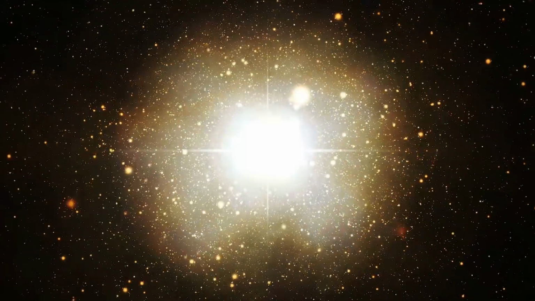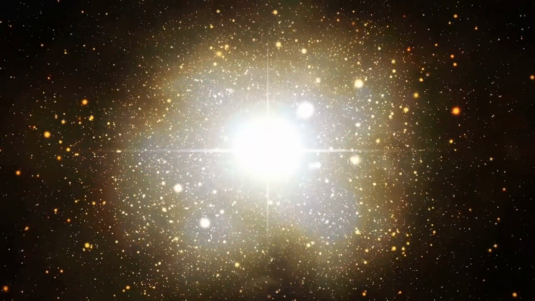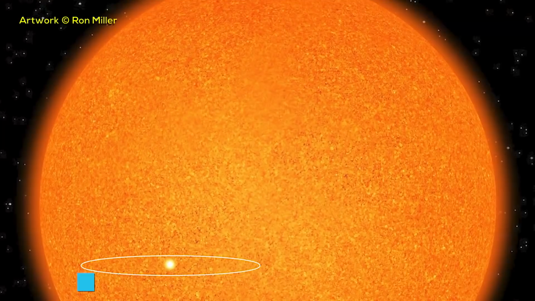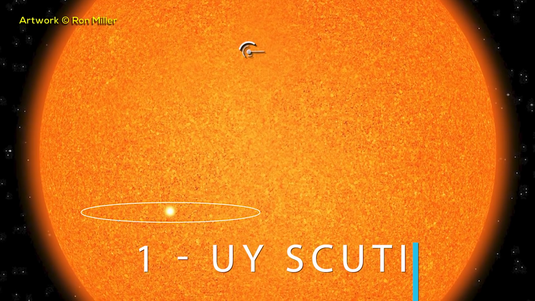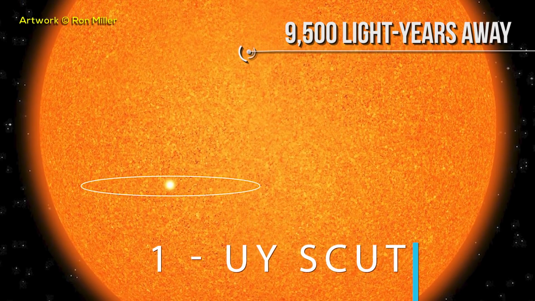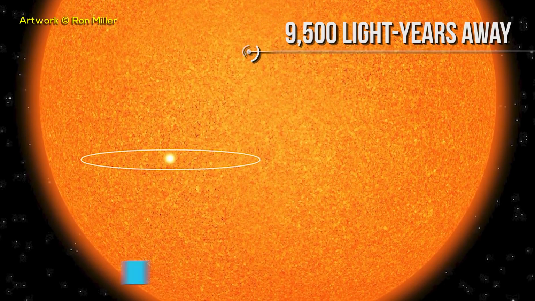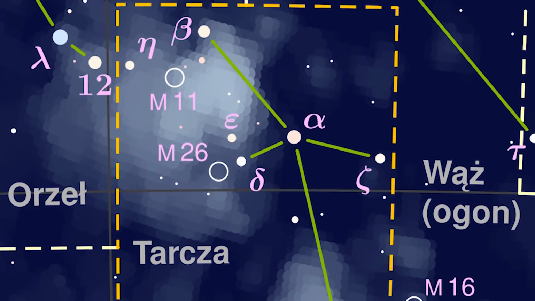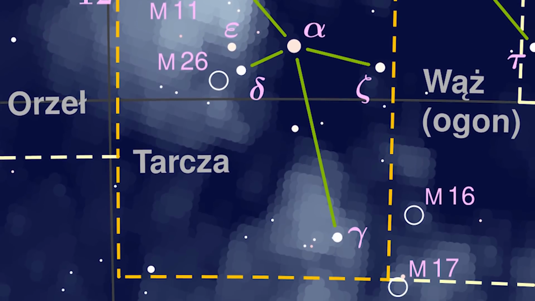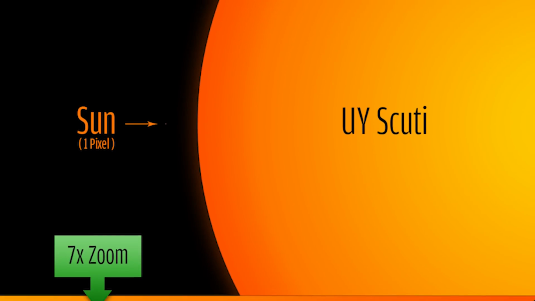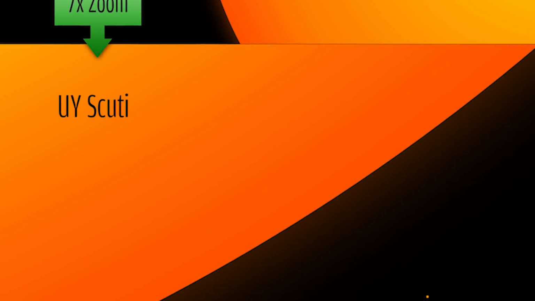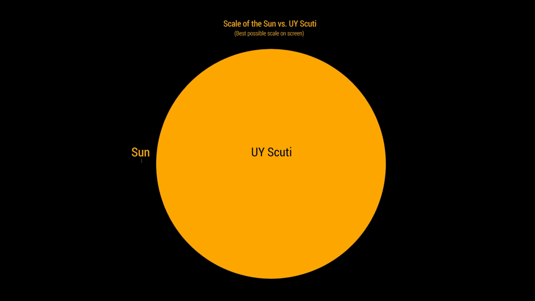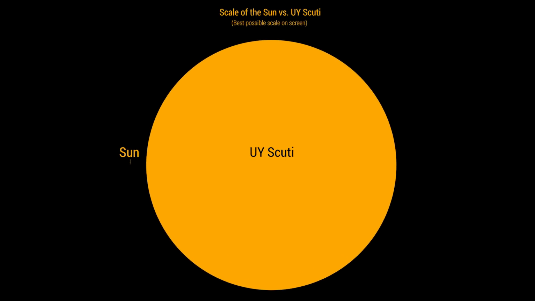Here's the list of the biggest stars in the universe in a descending order. Number 1. The largest one spotted in the universe so far is UY Scuti, a star 9,500 light-years away, close to the center of the Milky Way in the constellation Scutum, meaning shield. It's a dust-enshrouded red supergiant, the largest class of stars out there. That's around 1,700 times larger than our Sun in diameter.